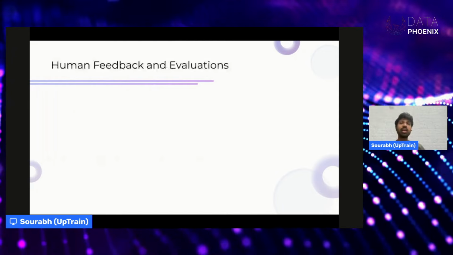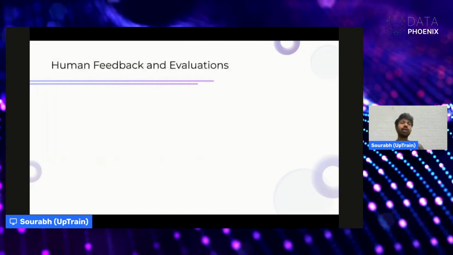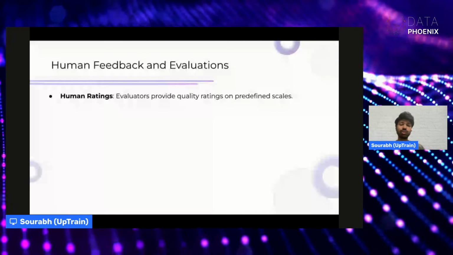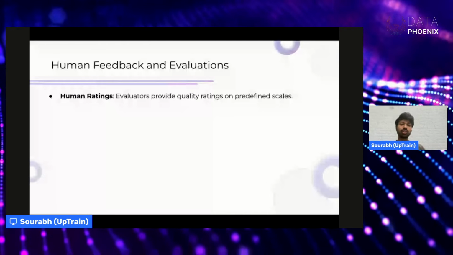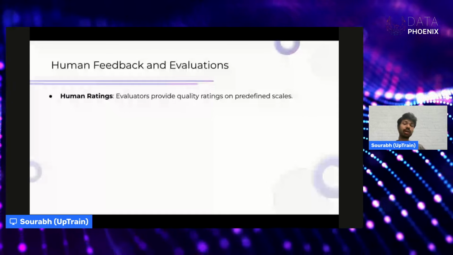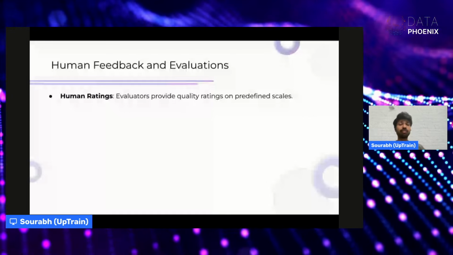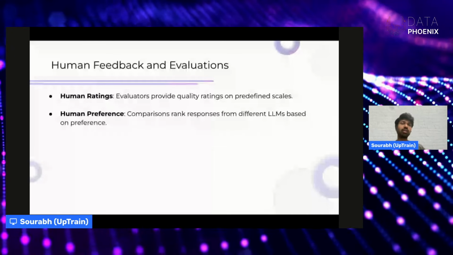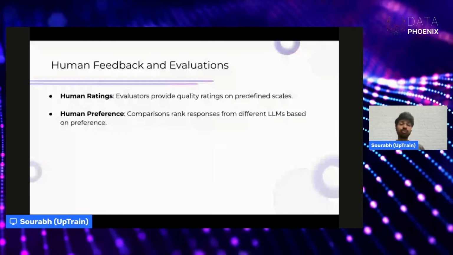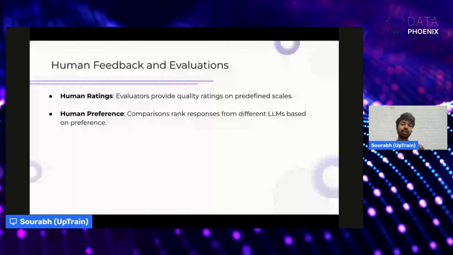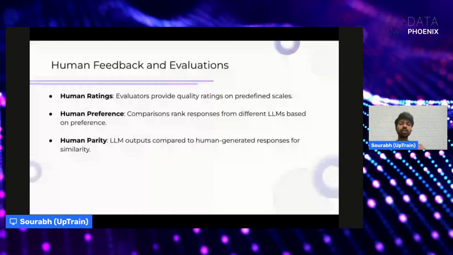Finally, human feedback and human evaluations can contribute a lot to evaluating the quality of your model. So you can ask humans to give ratings. You can ask them to rate a response in discrete buckets like 1 to 5 or 1 to 10. You can ask them to give a preference. So if you have two responses corresponding to two different prompts, you can ask them to compare and rank which of the two responses looks better to them.